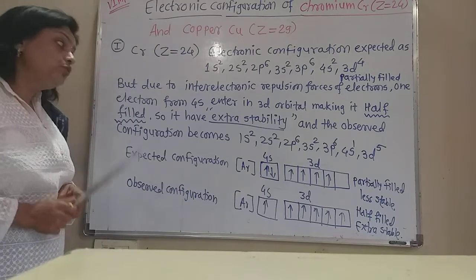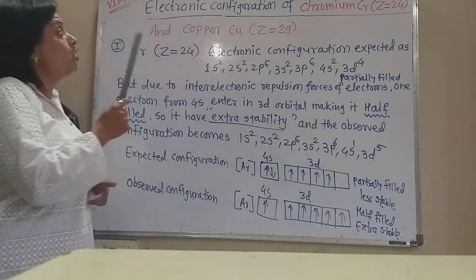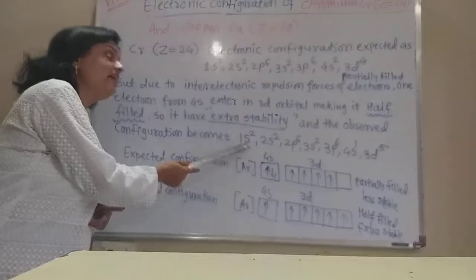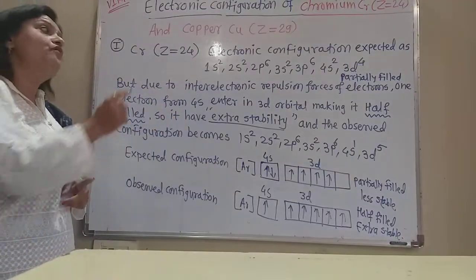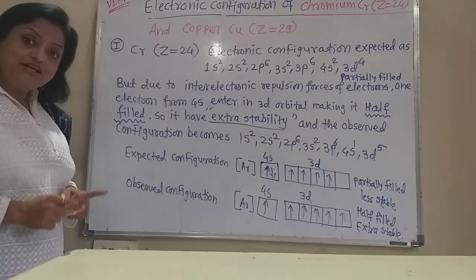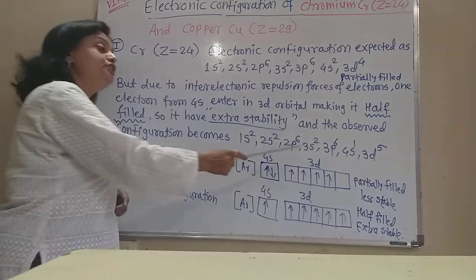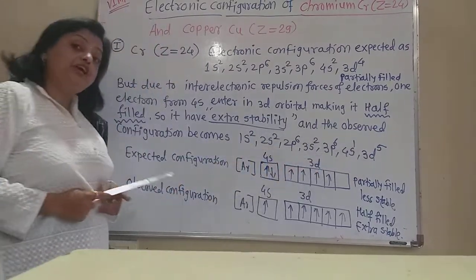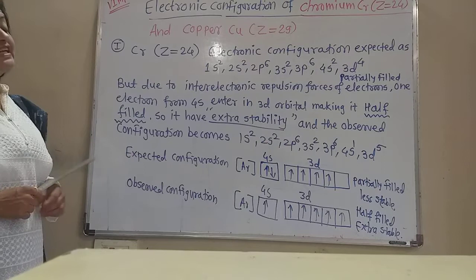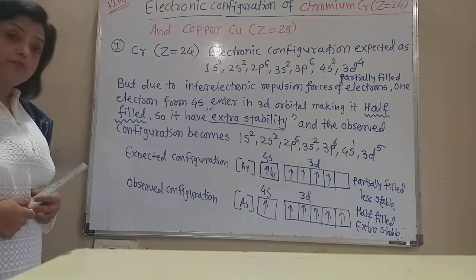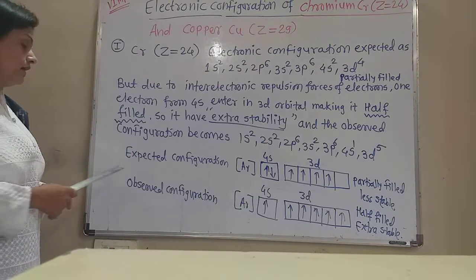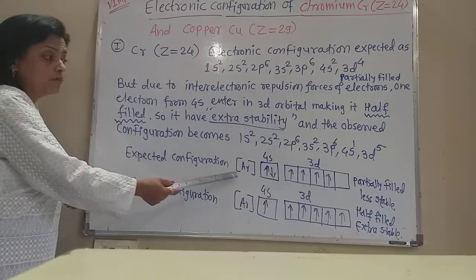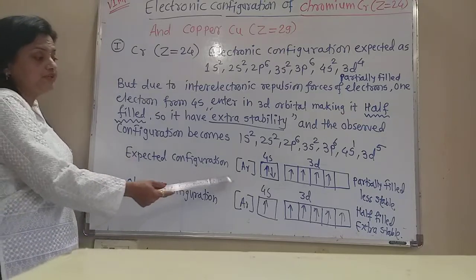We must write the configuration of chromium in this way and not in the expected way. Due to the extra stability of both half filled orbitals, the configuration is in this way. This is a somewhat abnormal configuration. Now I have shown it here also by the orbital diagram. The expected configuration is [Ar].